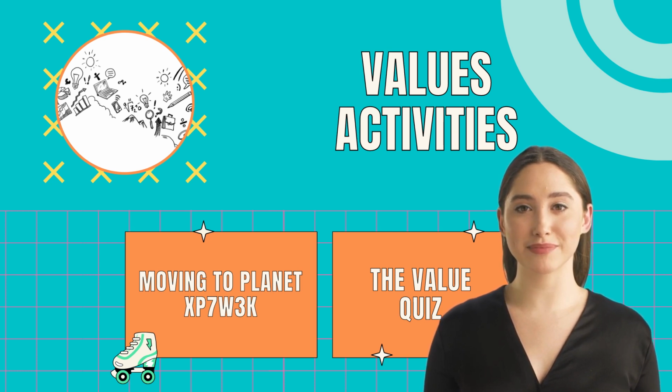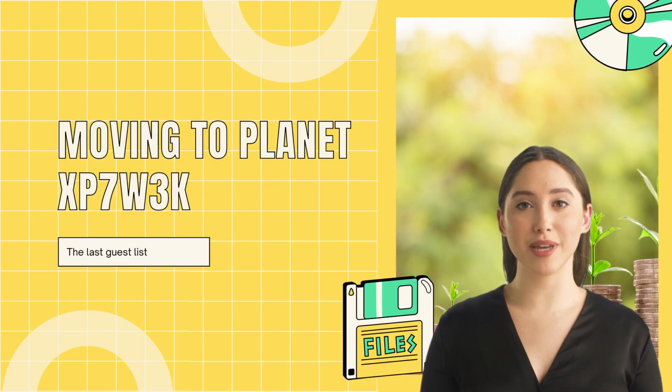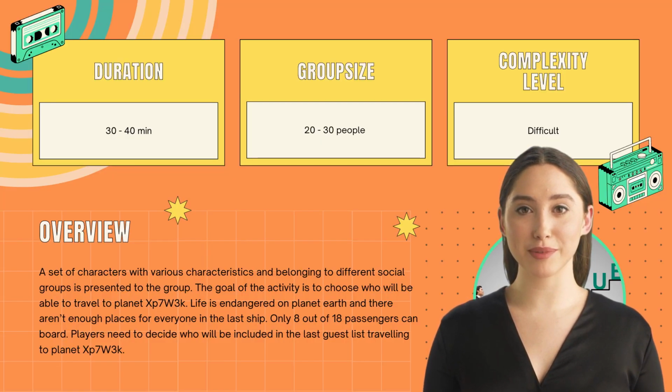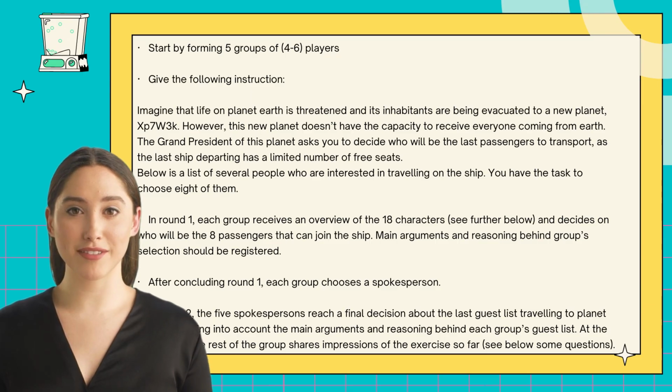Let's get started. The first activity is called Moving to Planet XP7W3K. It will take you around 30 to 40 minutes. For this activity, you will need paper and pen. Let's see how to do it. Start by forming 5 groups of 4-6 players.